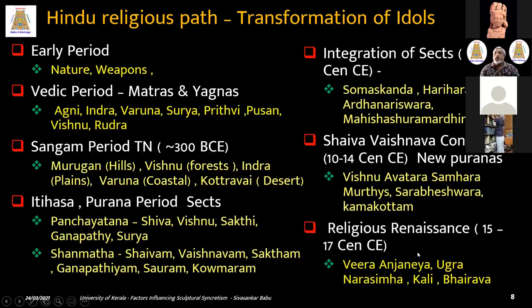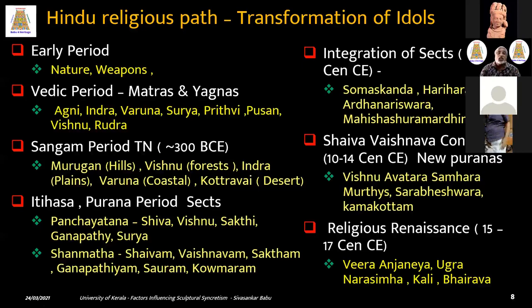And finally, during the 17th century religious renaissance, we come up with the different concepts of Veeranjaneya, Ugra Narasimha, or Kali, or Bhairava, which are ferocious, primarily to create the warlike kind of structure that was prevalent to protest against attackers. This is primarily a Vijayanagara concept.